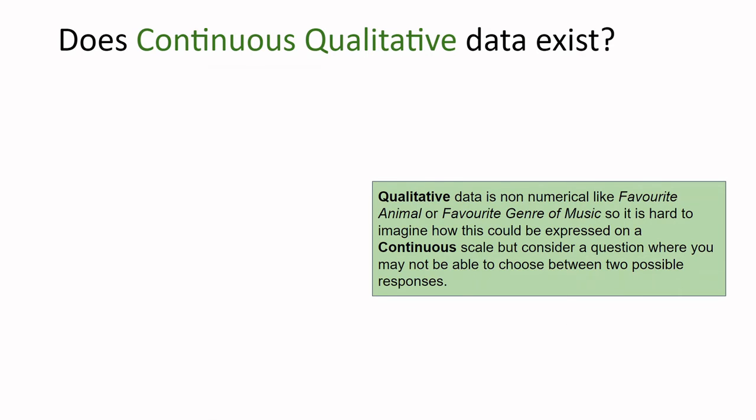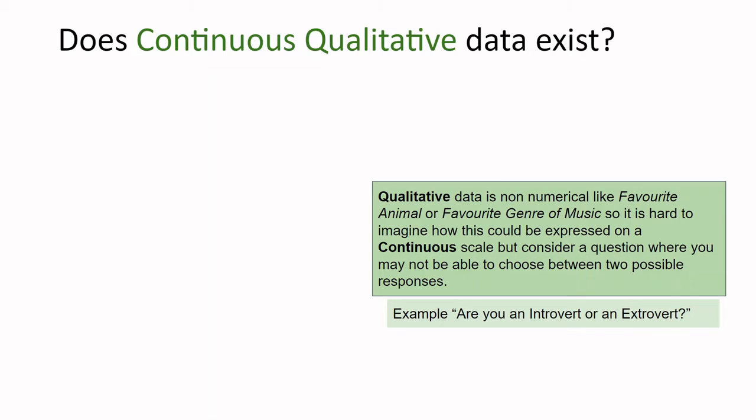Qualitative data is non-numerical, like a favorite animal or a favorite genre of music. So it's hard to imagine how it could be expressed on a continuous scale. But consider a question where you may not be entirely sure which response to choose because you might feel like you're in between two responses. For example, are you an introvert or an extrovert? Introverts tend to feel more comfortable or feel more energized when they're on their own, whereas extroverts tend to be more energized when they're in a group of people.